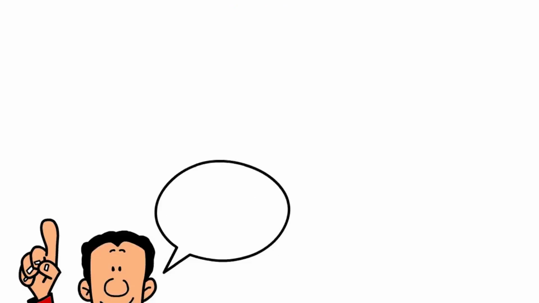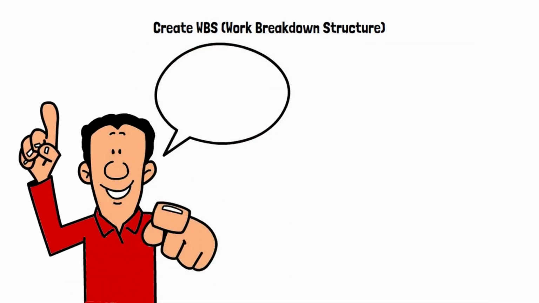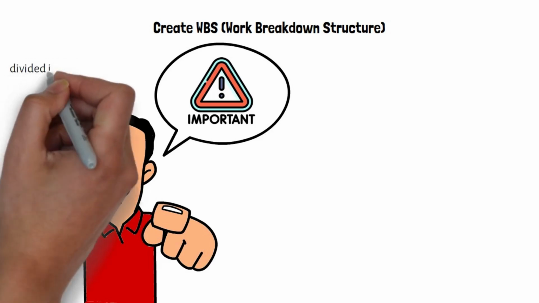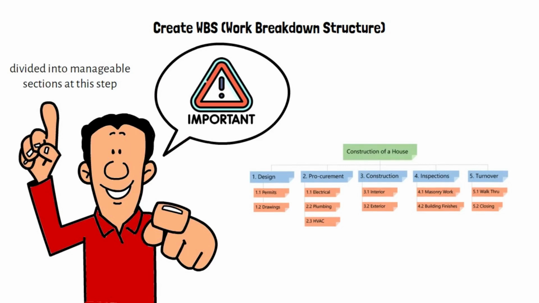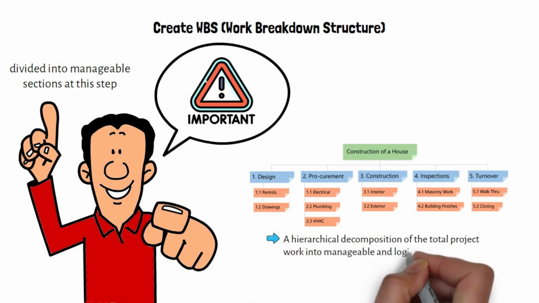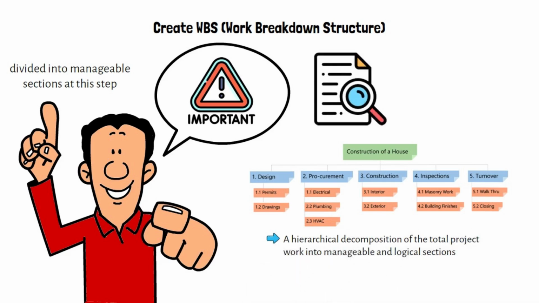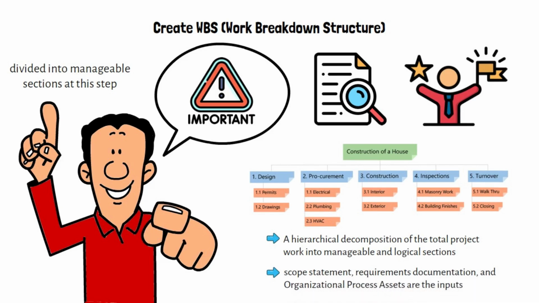Create WBS, work breakdown structure. Creating the work breakdown structure in the right way is very important in project scope management. The project deliverables are divided into manageable sections at this step. The work breakdown structure is a hierarchical decomposition of the total project work into manageable and logical sections. Therefore, having a detailed and complete WBS is key to successful scope management. The scope statement, requirements documentation, and organizational process assets are the inputs of this step.